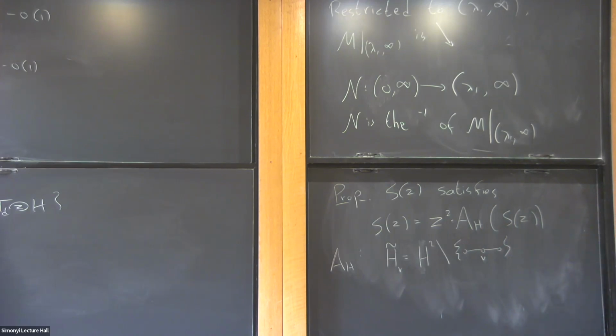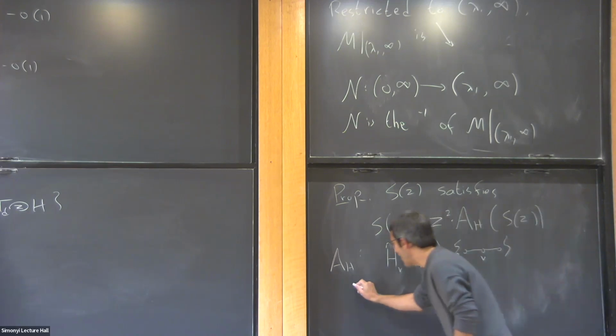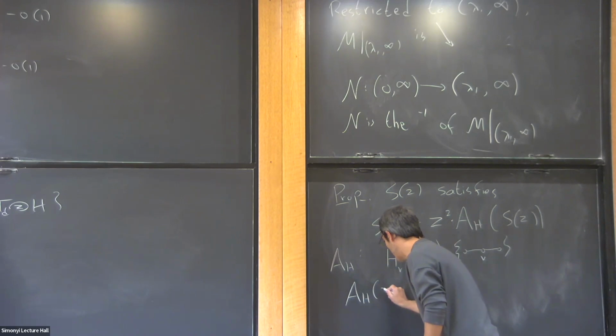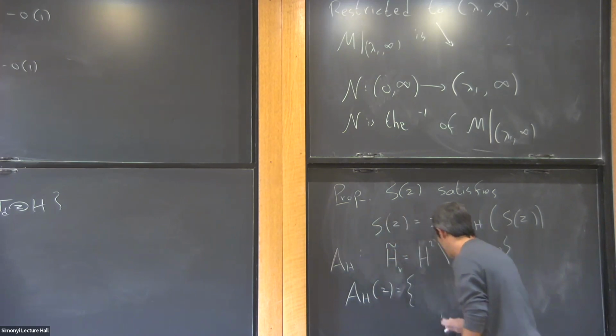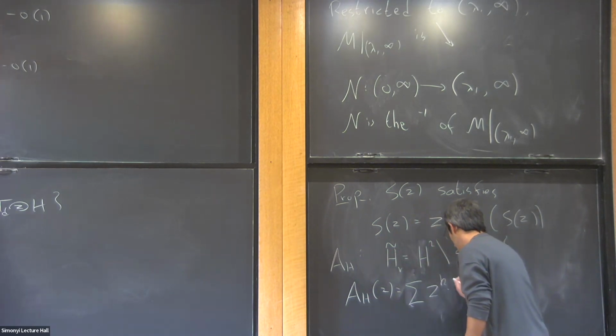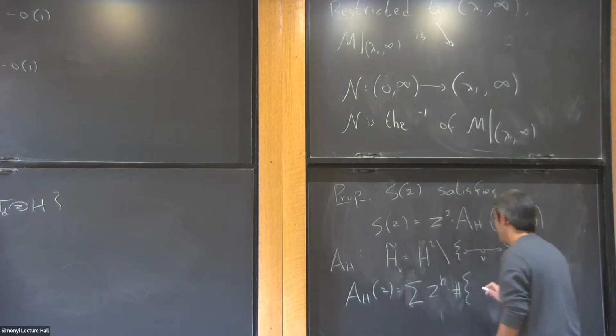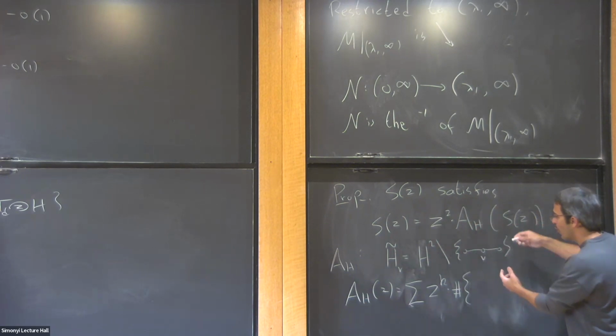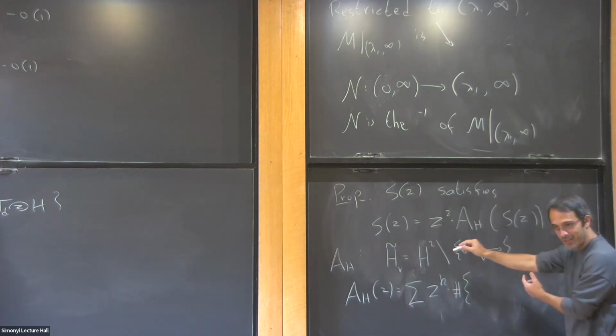But now you look at this thing, and A_H of Z is the power series that counts the number of k-walks from a neighbor of V to a neighbor of V in this graph.